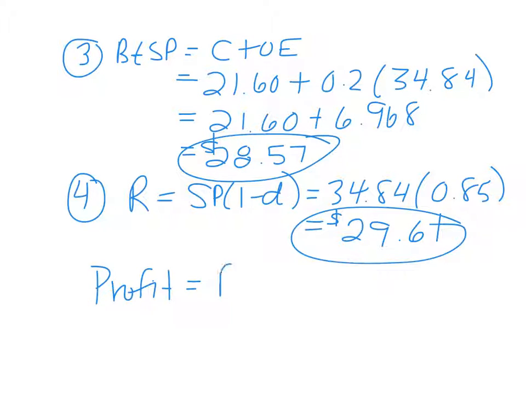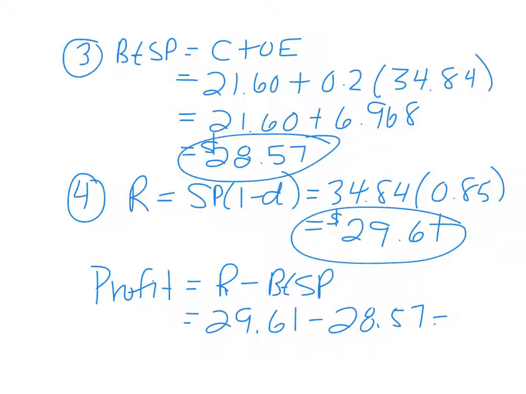And the amount of that profit is found by taking the sale price, which was $29.61, minus the $28.57, which will give us a profit of $1.04.